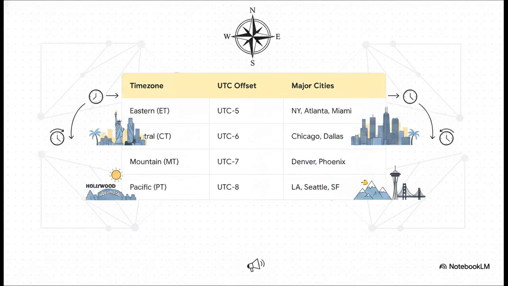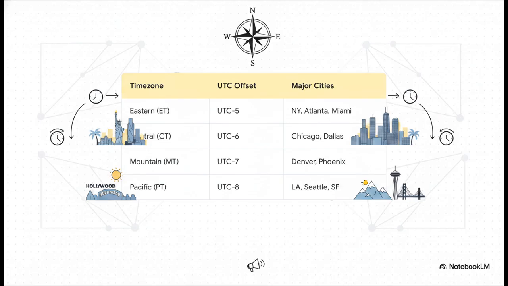You see, knowing how to troubleshoot, that's really only half the battle. The other half is logistics. In the US, there are 4 major time zones you need to know. Eastern Time, or ET, is basically your North Star. It's the standard business default, covering major cities like New York and Miami.